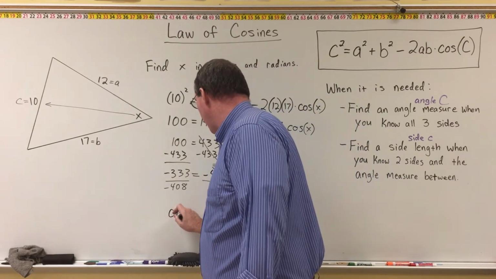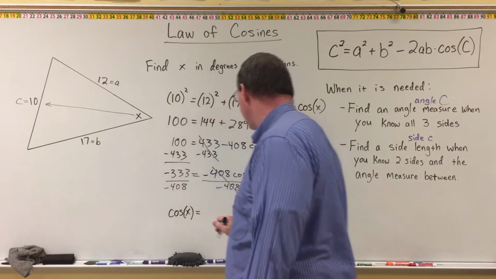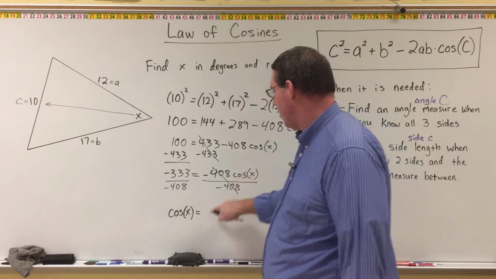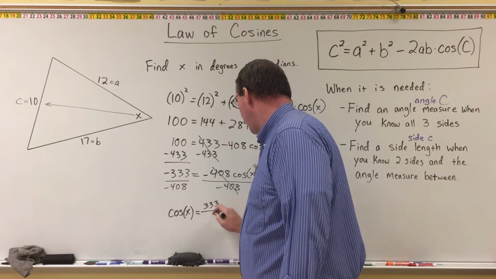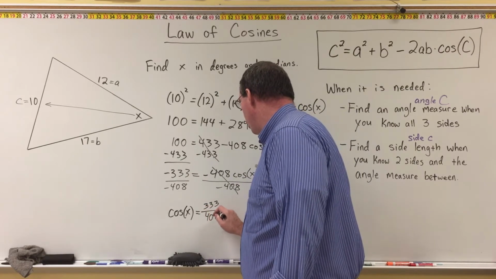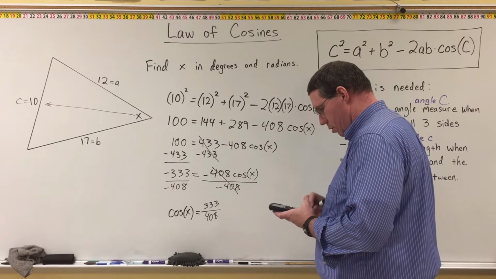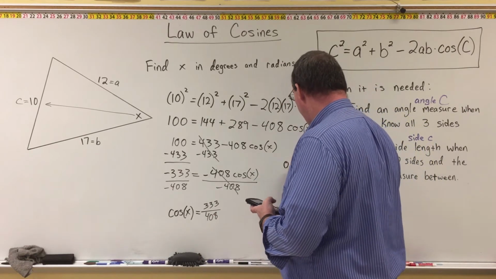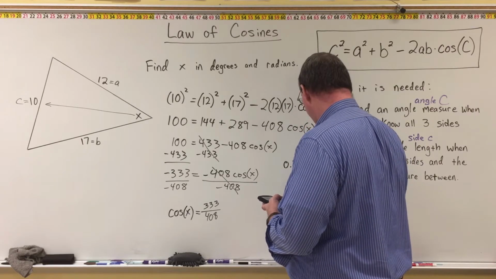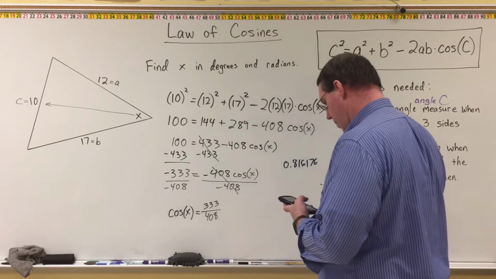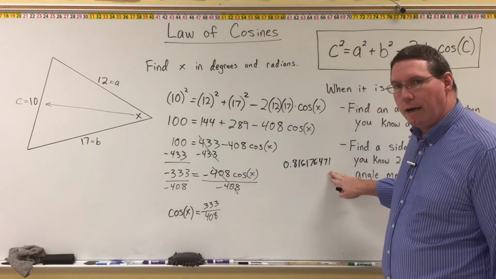So I'm gonna rewrite it here. Cosine of x is equal to, because all we have left over here is cosine of x, 333 divided by 408. Now, you could turn this into a decimal if you wanted to, which would be 0.816176471.